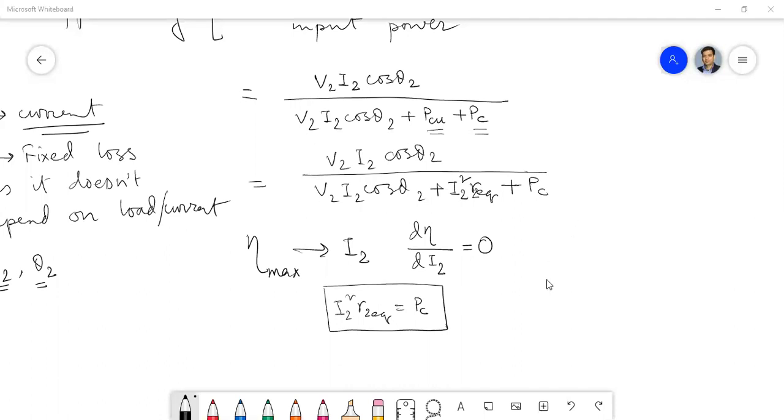So you have two major losses considered here. One is the core loss, another is the copper loss. Because the copper loss is a variable loss and core loss is a fixed loss, when the variable loss or the copper loss becomes equal to the core loss or iron loss, we'll get the maximum efficiency. That is called the maximum efficiency condition.